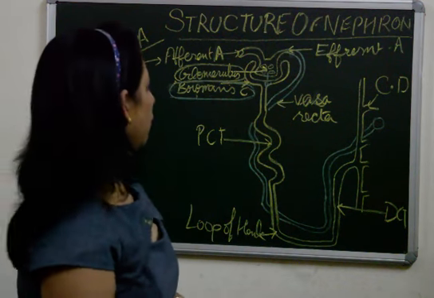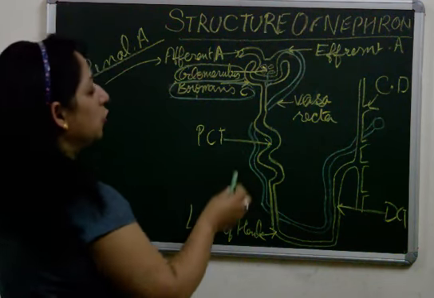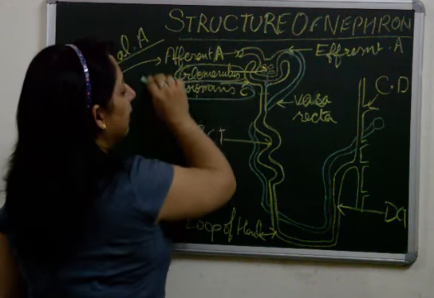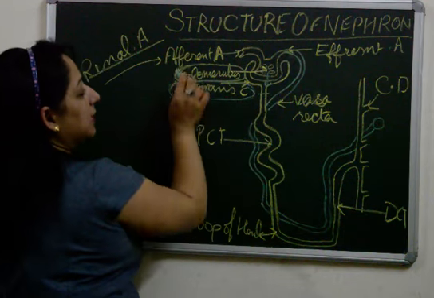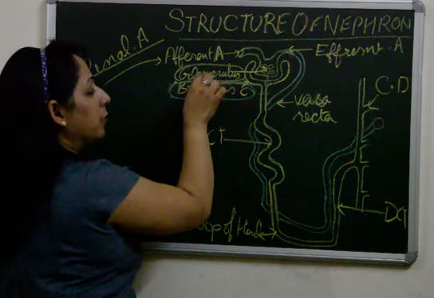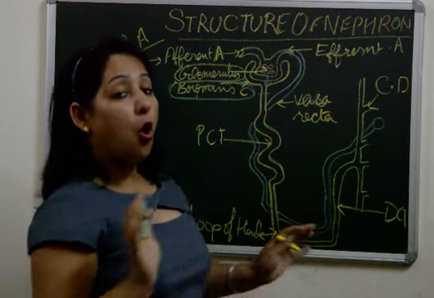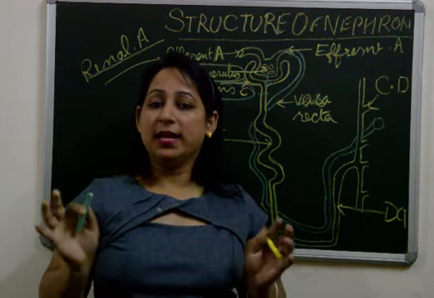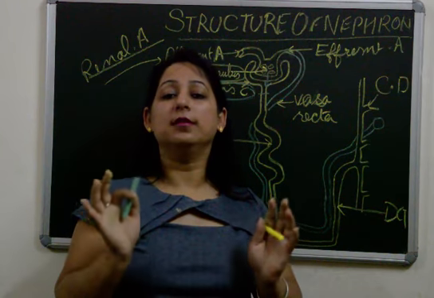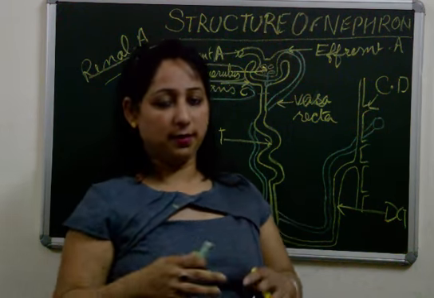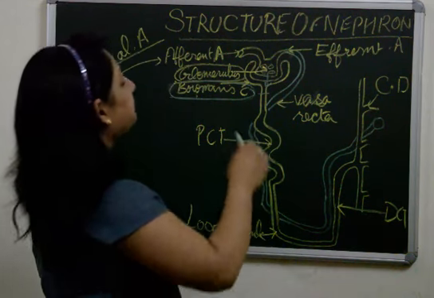Now, till now I have not used this term. Why Malpighian capsule? Because till here, all this, that is the afferent arteriole, glomerulus, Bowman's capsule, all this collectively is termed as Malpighian capsule. I will be taking it up after this diagram.